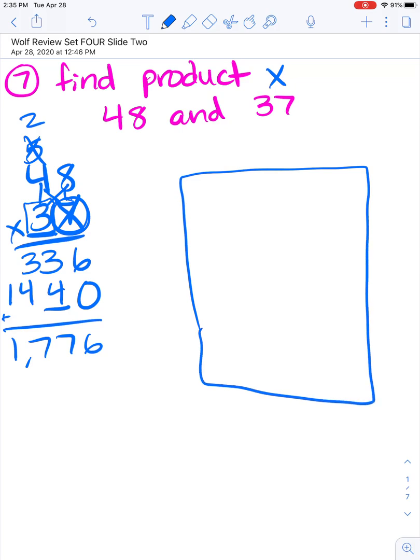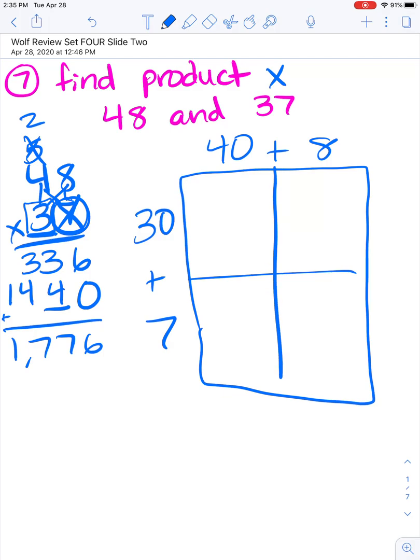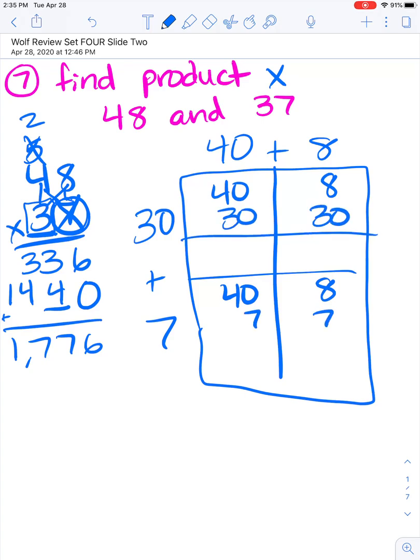Let's go ahead and do the box method. We're going to split up 48 and 37. Don't forget your little addition signs going down. 40, 8, going across 30, 7. Okay, we're going to box it, cross it, bring it down.